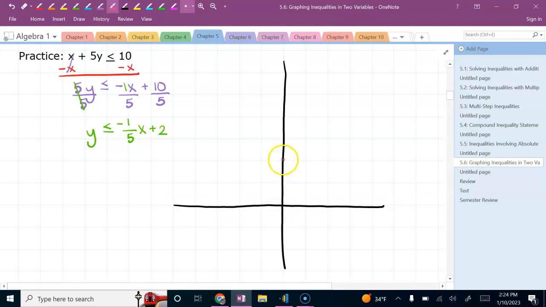So I go up 2, and draw my first point, and then I use my slope, negative 1 over 5. So from that point I went down 1, right 5. This time my line should have been solid because this does have an equal sign.